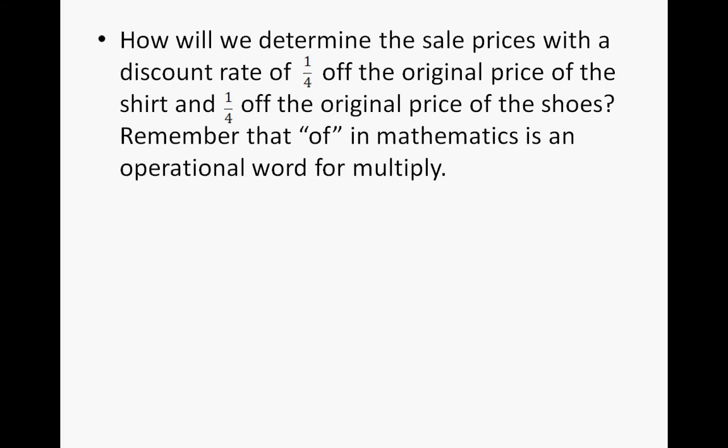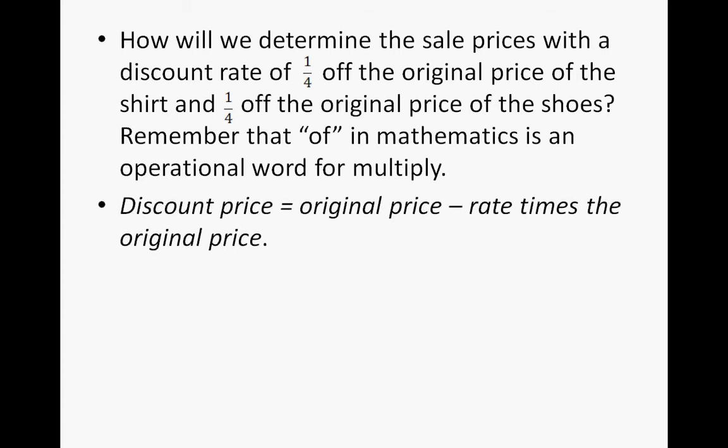So how will we determine the sales prices with a discount rate of 1/4 off the original price of the shirt and 1/4 off the original price of the shoes? Remember that "of" in mathematics is an operational word for multiply most of the time, but in this case it is.